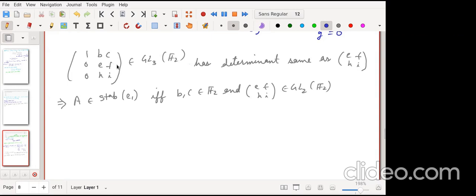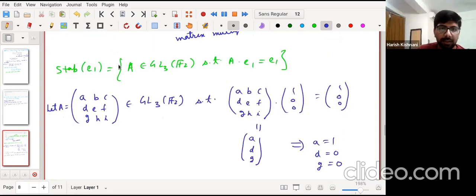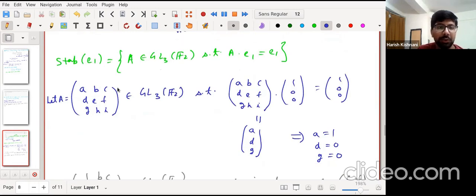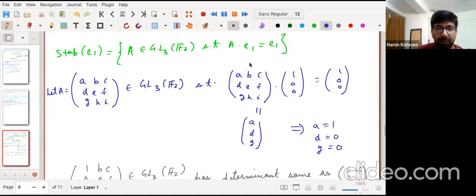So can you please repeat this? Okay. We first write down the definition of the stabilizer of e1. It's just an element of GL3 F2 which fixes e1, and the action is just the multiplication action. So let A be this matrix, an element of GL3 F2. We need to satisfy this condition if we want A to be inside the stabilizer of e1. So we are assuming A is inside GL3 F2 such that A fixes this 1 0 0. If this fixes 1 0 0, we get that A is 1, D is 0, G is 0.